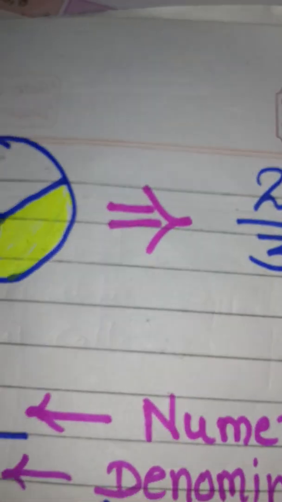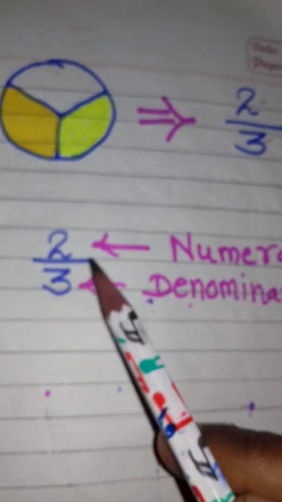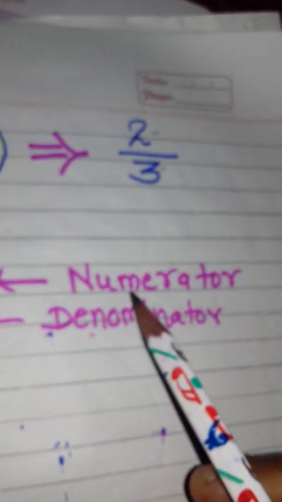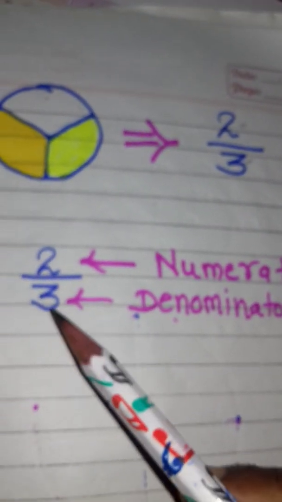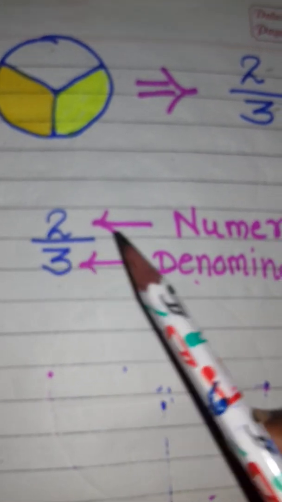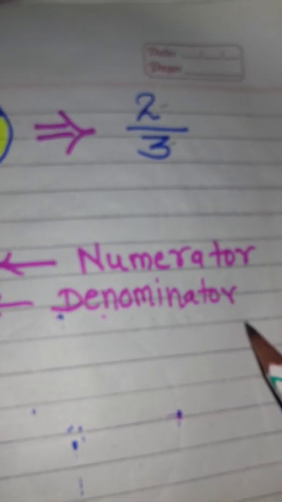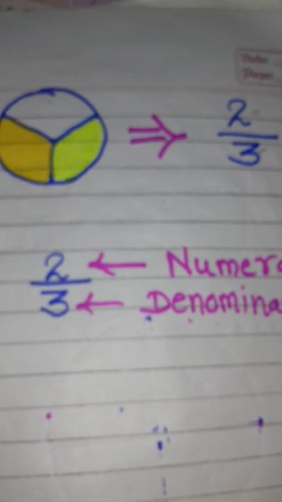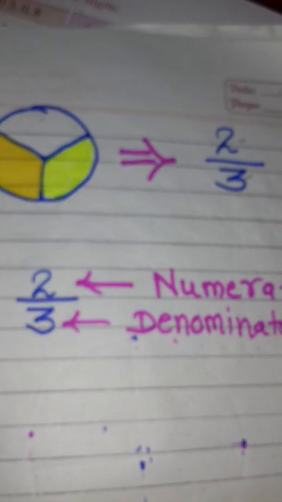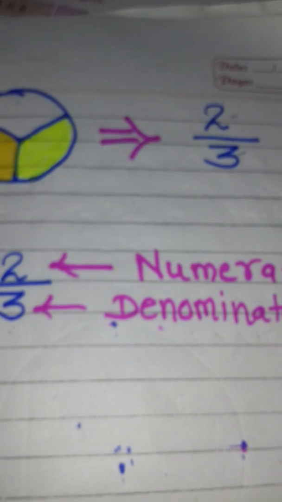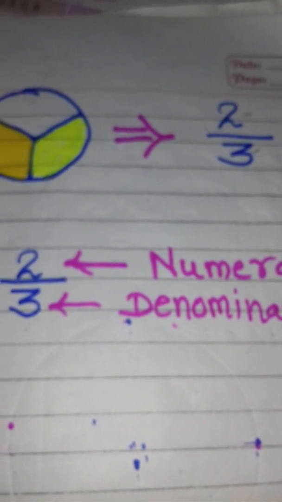What we call the number upside and what we call the number at downside? Very good, students. The number which is upside on the line, we call it as numerator, and the number which is down at the line is known as the denominator. Okay, so we have learned some basic things about the fraction.